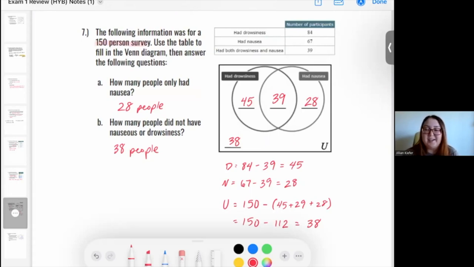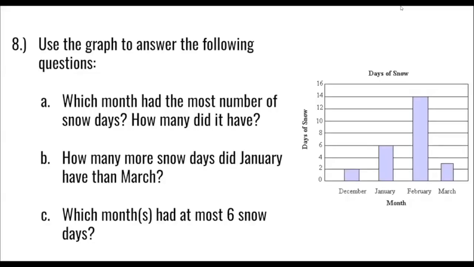Okay, there we go. So, all right, let's go on to problem 8, our last problem. Use the graph to answer the following questions. A, which month had the most number of snow days, and how many did it have? B, how many more snow days did January have than March? And C, which months had at most 6 snow days?